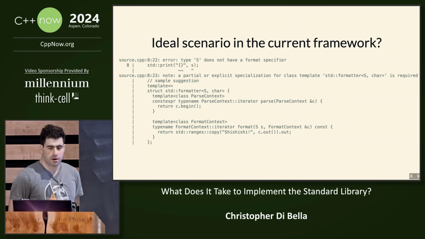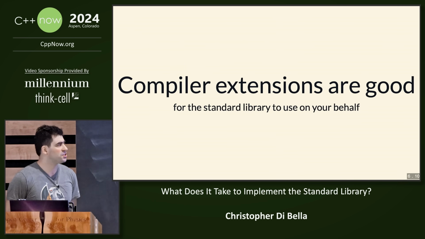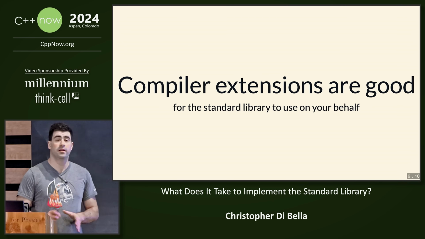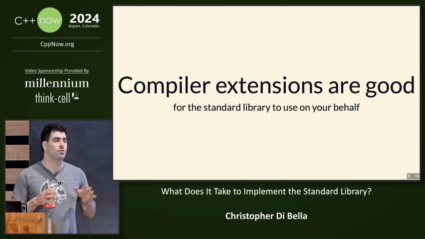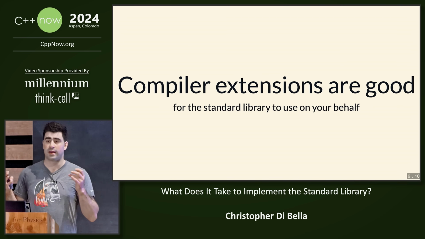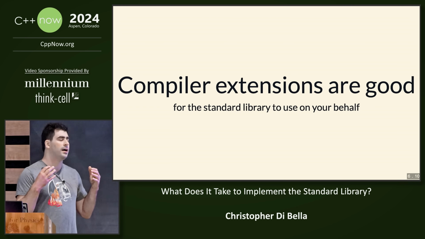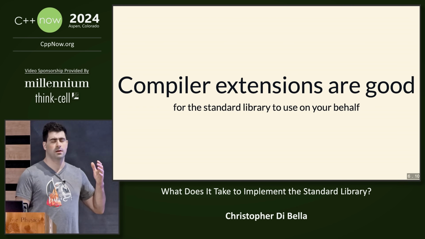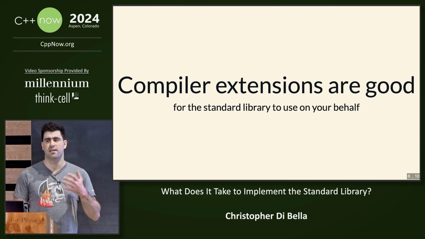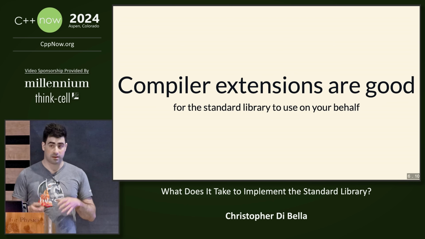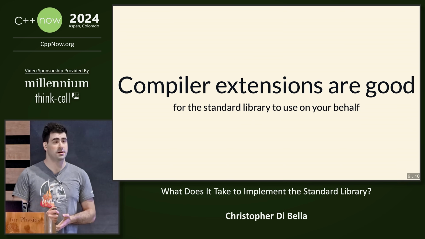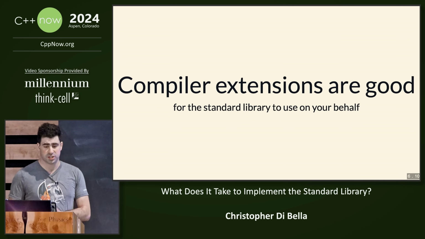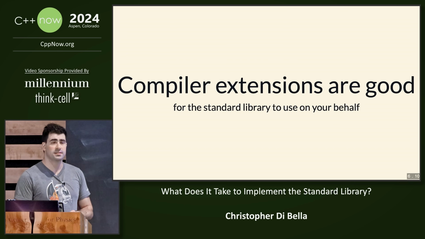So where all this goes to is that compiler extensions are good for the standard library to use on your behalf. I make no judgment on whether or not you want to use compiler extensions in your own code. If you do and you are okay with paying the price of another implementation not supporting your code, then that's okay. You've made that trade-off. If you don't want to use the extensions, then that's also okay, because it means that you are prioritizing portability over some sort of niche feature. But in terms of implementing the standard library, the built-ins get you the best possible user experience.